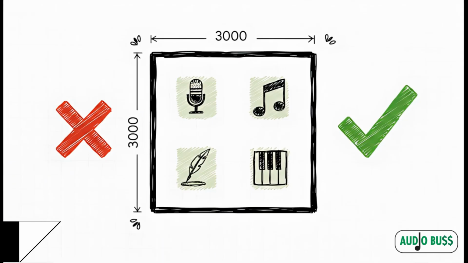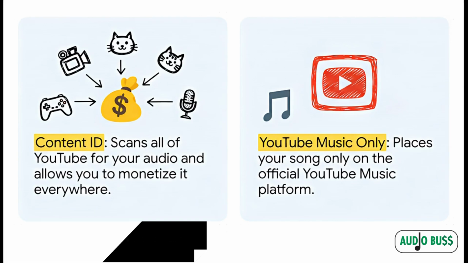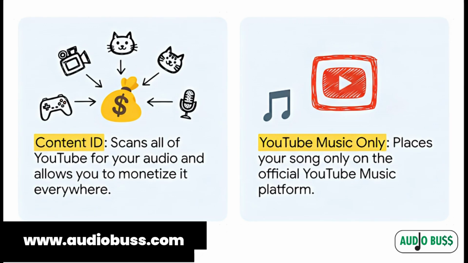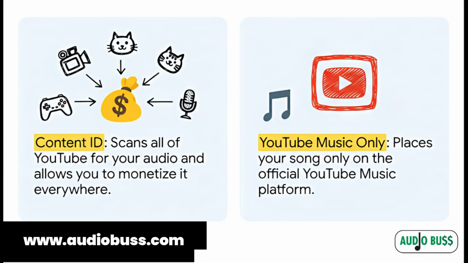Okay, you're going to come to a fork in the road here, and it's an important one. You'll have to choose between Content ID and YouTube Music Only. So what's the difference? Well, Content ID is like sending out a search party. It scans all of YouTube, everywhere. Fan videos, vlogs, you name it. And if it finds your music, you can make money from those videos.